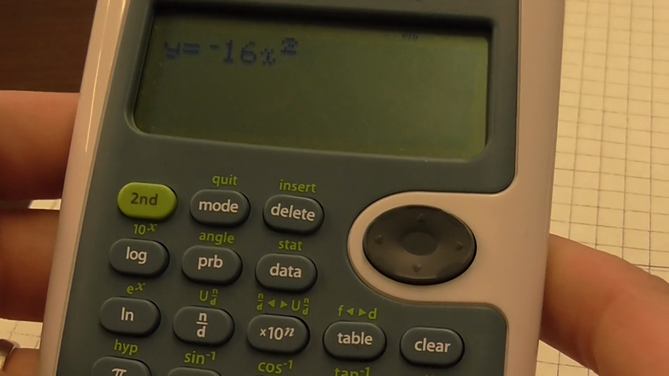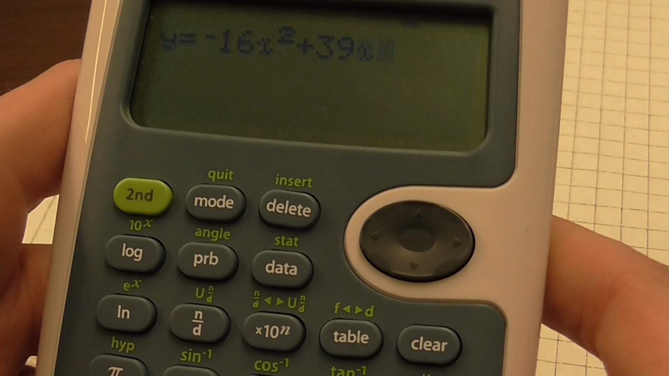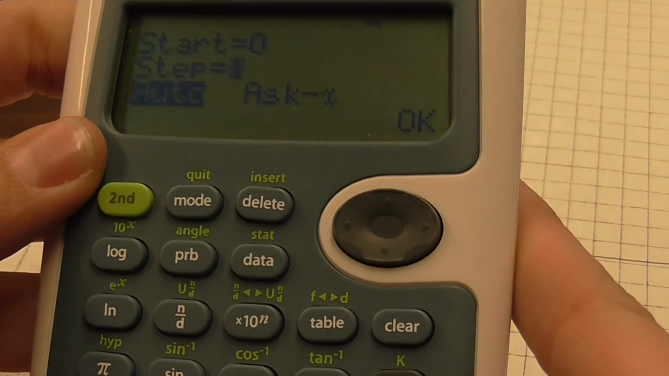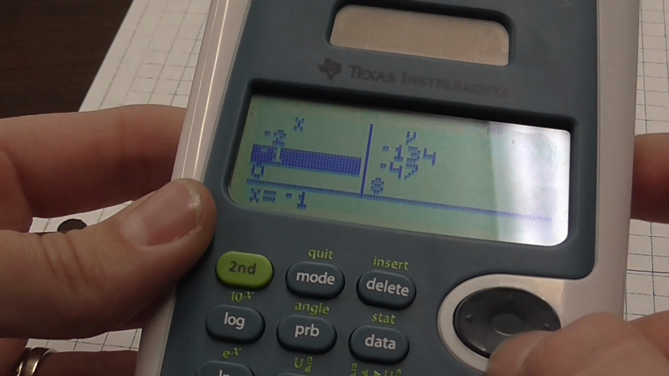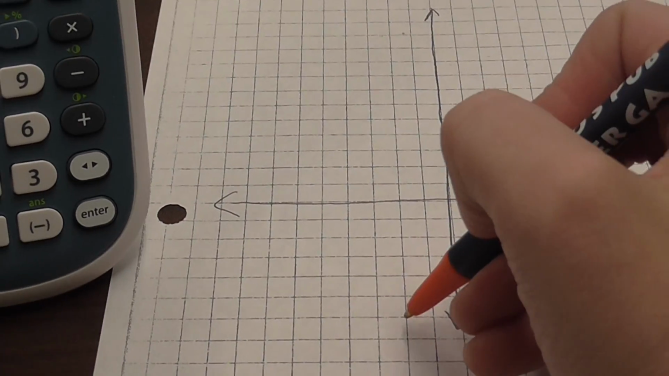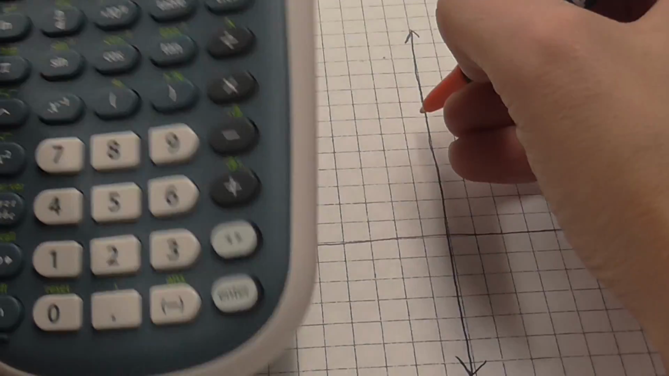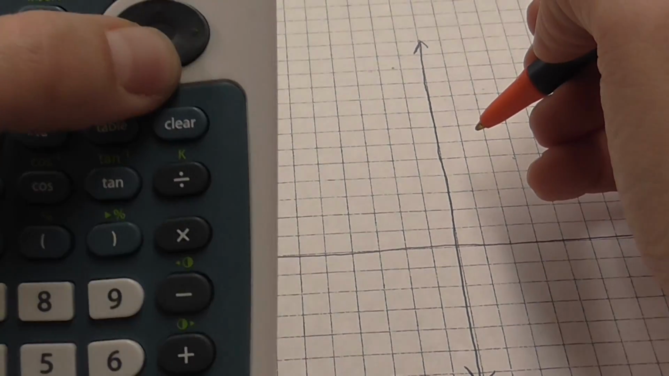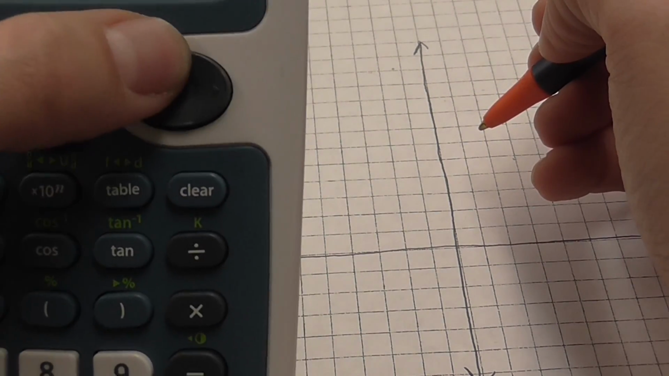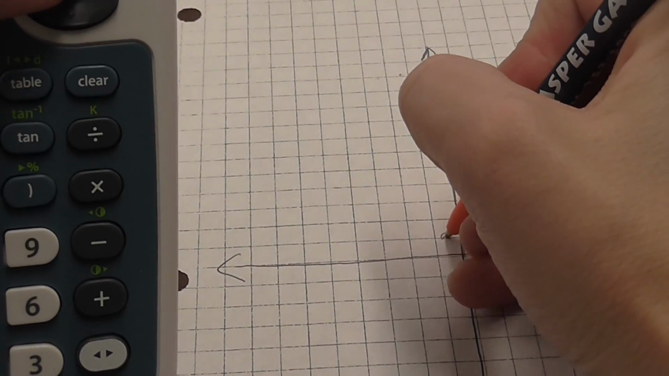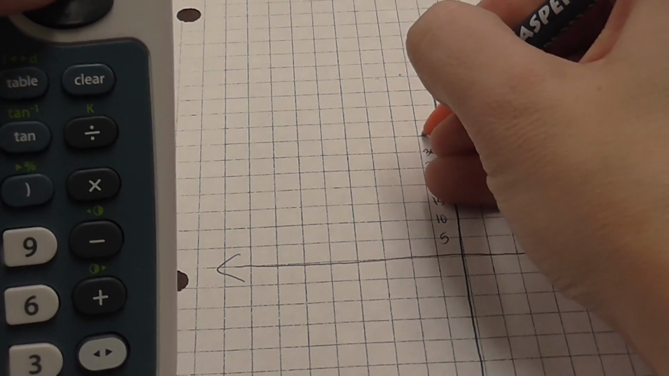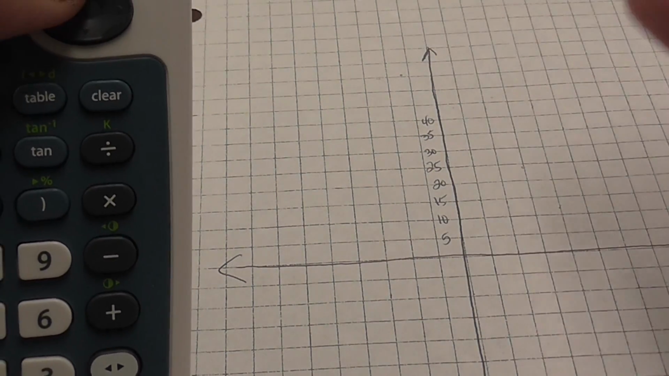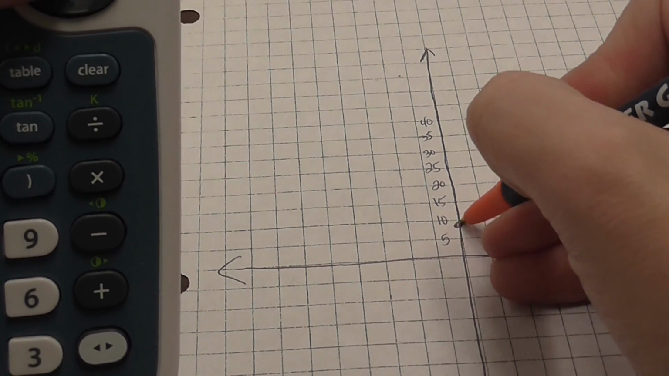Squared, make sure you hit over, plus 39x plus 8. Alright, so you keep hitting enter, and then you have these values. At negative 1, it was at negative 47, so somewhere way down here on the graph. At 0, it was at positive 8. I'm going to make these 5, 10, 15, 20, 25, 30, 35, 40. So at 0 it's at positive 8.